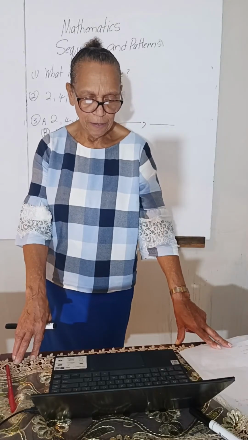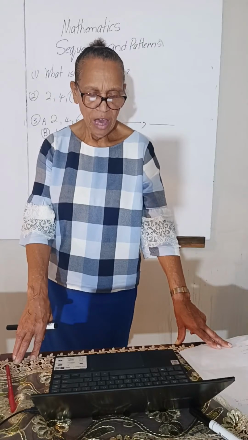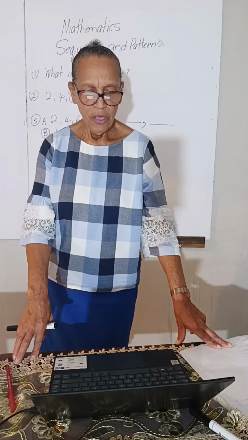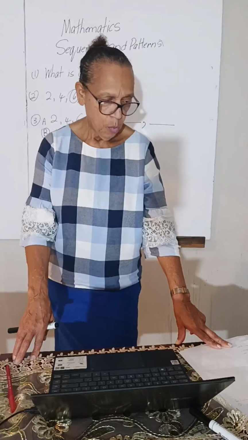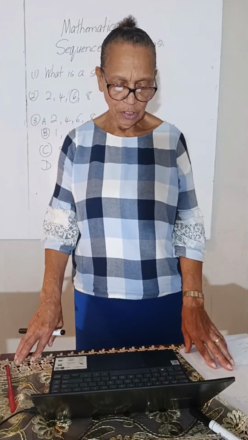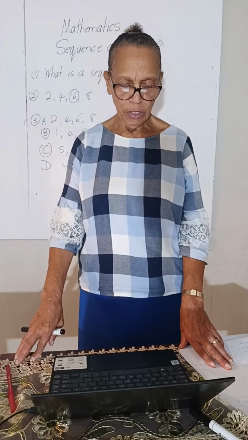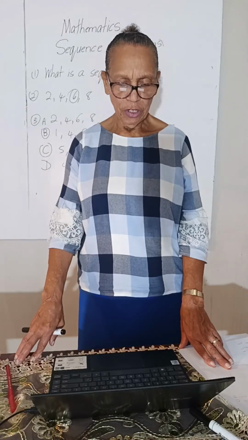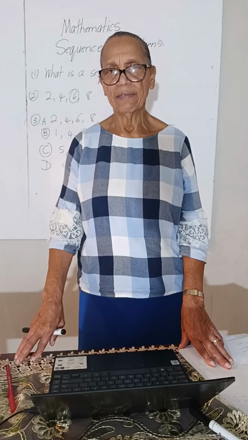Number 15. Write the next term. You have 64, 32, 16. What are they doing there? And that is a division pattern. They are dividing by 2. 2 into 64 gives you 32. 2 into 32 gives you 16. And 2 into 16 gives you 8.